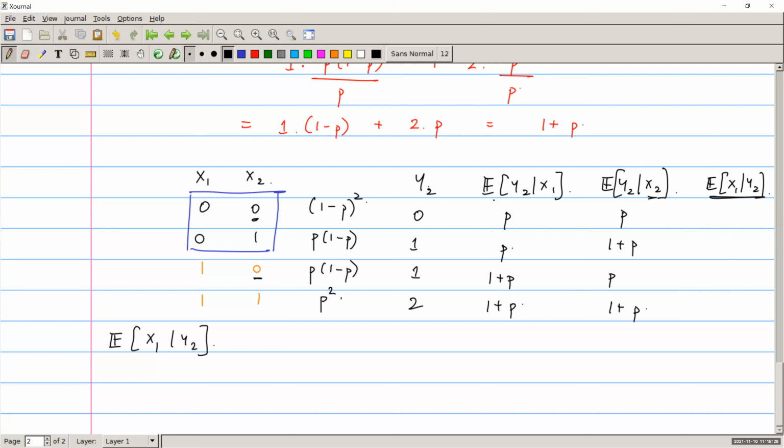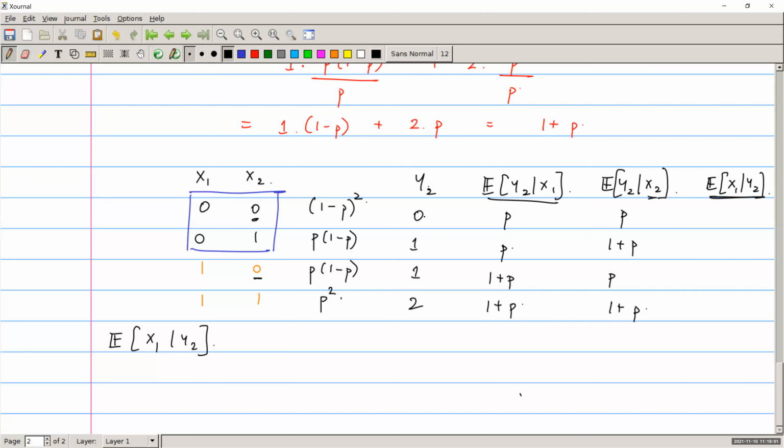Remember what we did when we computed expectation of y2 given x1. We filled up these four values of the table one by one. For the first two rows, they both correspond to the event that x1 equals 0, so they'll have the same number. The last two rows both correspond to the event x1 equals 1, that is the value of x1 is the same in the last two rows, so they'll correspond to the same number, and then we computed each of these numbers.